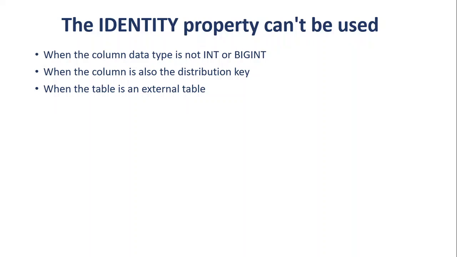And if you're using the column as a distribution key, you can't use the identity property there too. And when tables are external, in that case too, the identity property can't be used. And there is one more, which I didn't mention here: if you want to create a table using CTAS, create table as select, there also you can't use the identity property. However, you can use the property with SELECT INTO, and generally SELECT INTO and CTAS work in a similar way. But for identity, you can't use CTAS.